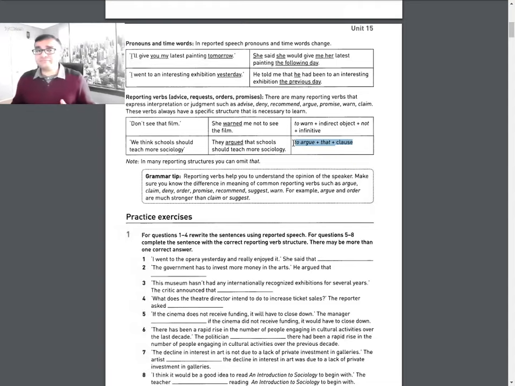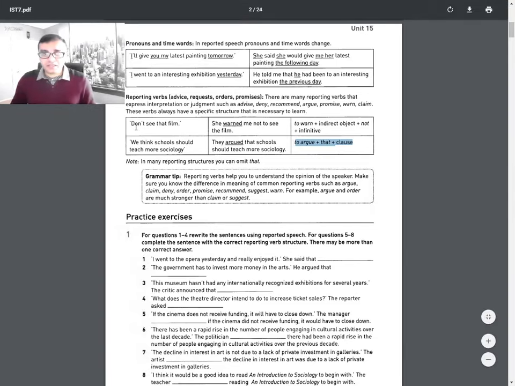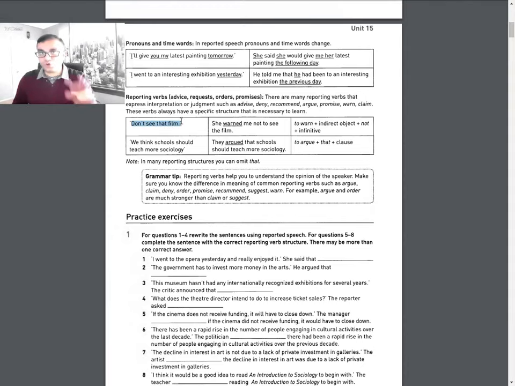Actually, they do not understand or comprehend the meaning of the question. Look here. Don't see that film, it's an order form. While here, we think schools should teach more sociology, it's a bit different. We think and more, we are emphasizing this to get jobs done. While there, it's different. It's an order form and the job is already done, remember. So a bit different here.